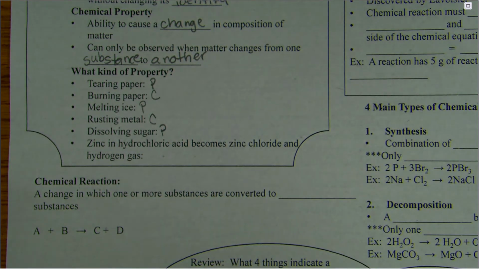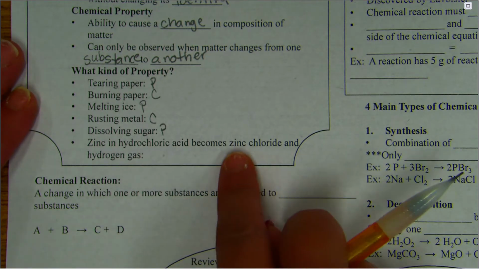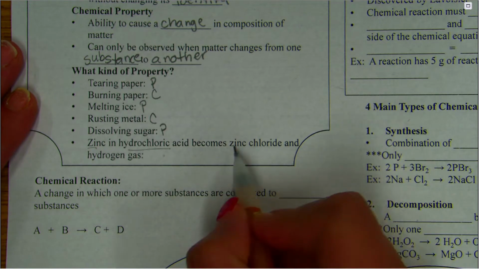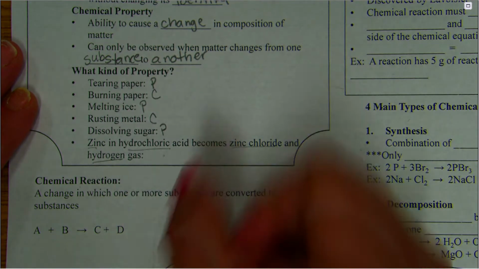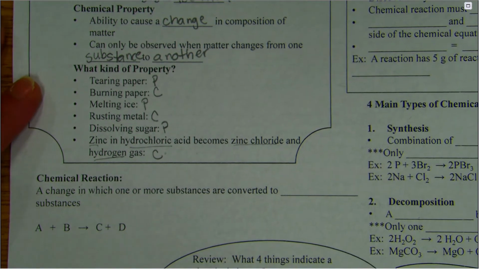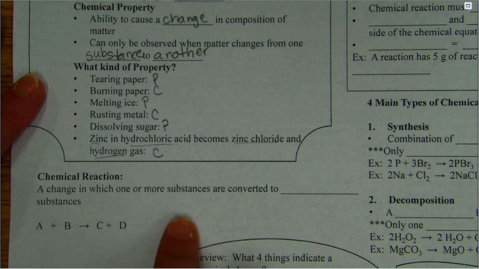It has broken apart. Zinc and hydrochloric acid becomes zinc chloride and hydrogen gas. So I'm taking two things and making two new things. When I make something new, that is a chemical property and change.